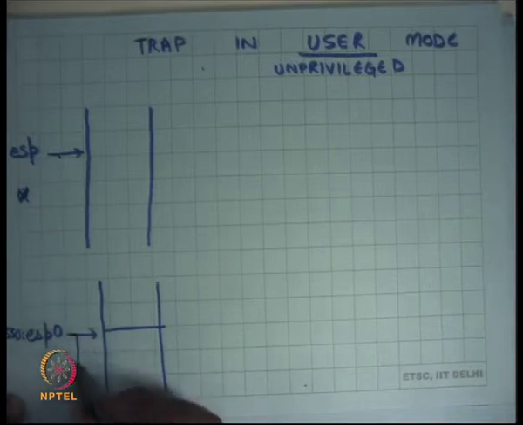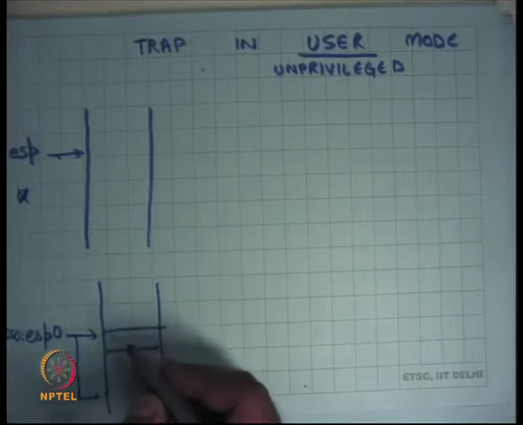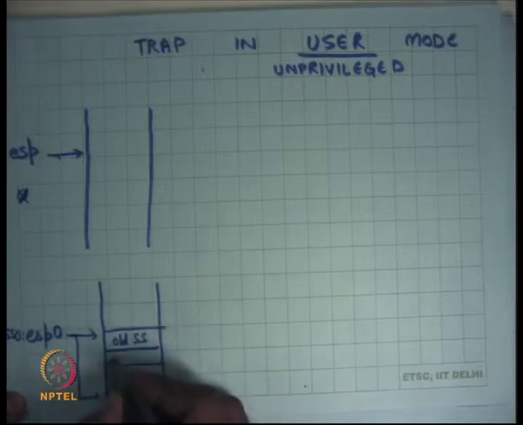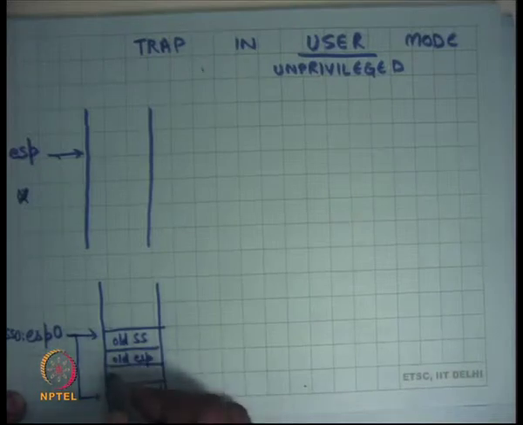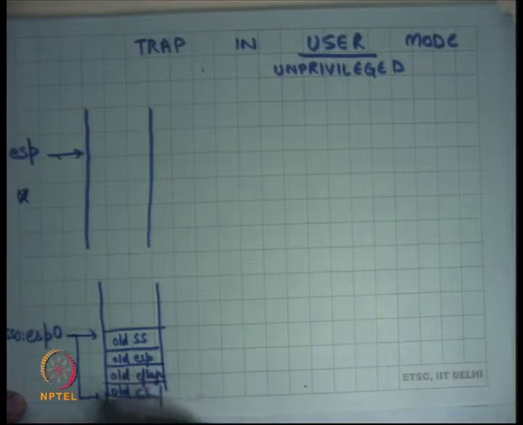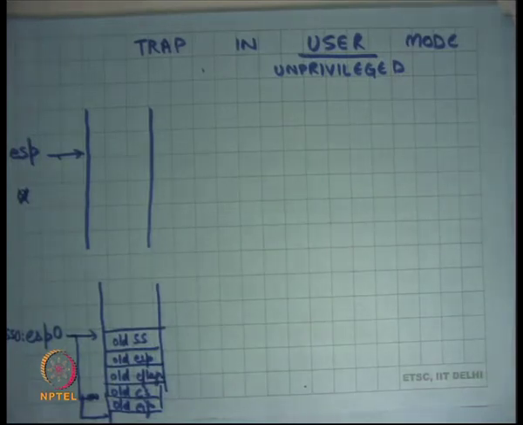So what I'm going to do is push 5 words here, and I'm going to say, let's say, old SS, old ESP, old EFLAGS, old CS, and old EIP. Right? So these are the things that the hardware saves for you, and now the interrupt handler is set up to be able to run in a secure environment.